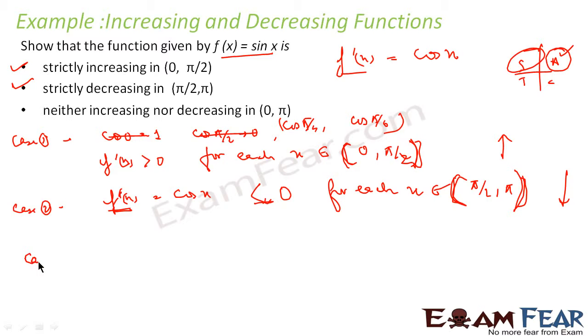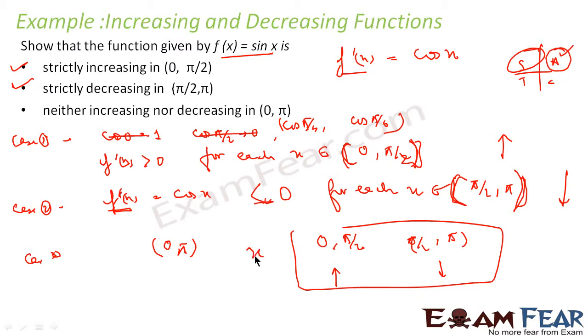Now case 3 is nothing but a merge of these two. If you see case 3, between 0 and pi, from 0 to pi by 2 my function is increasing and from pi by 2 to pi my function is decreasing. So my function is neither increasing nor decreasing in this domain where x is from 0 to pi. So this proves that the function is neither increasing nor decreasing in this domain, correct? The same function is increasing in some domain, decreasing in some domain, and neither increasing nor decreasing in another.